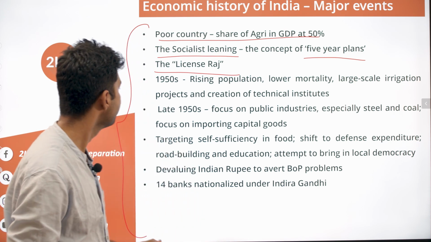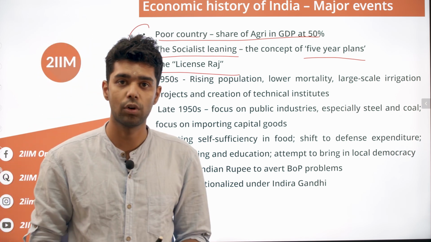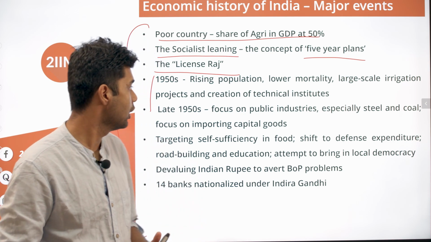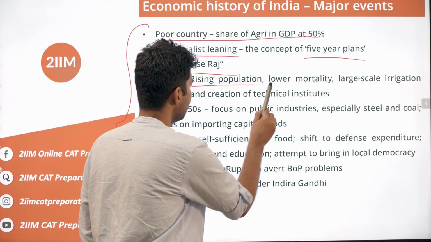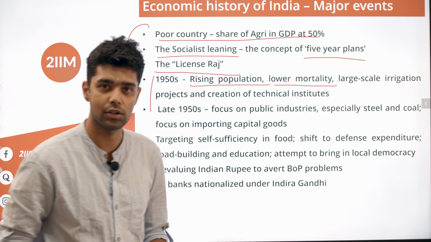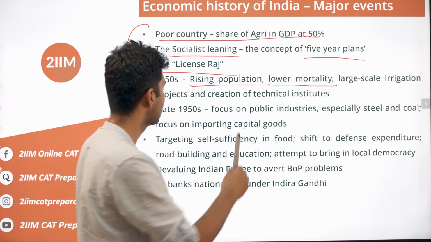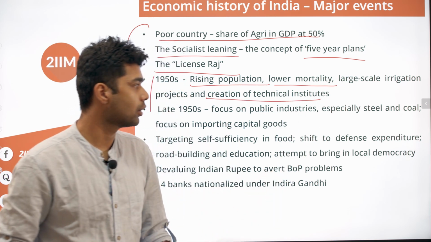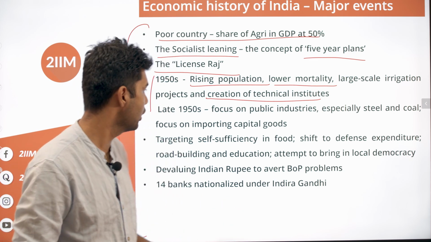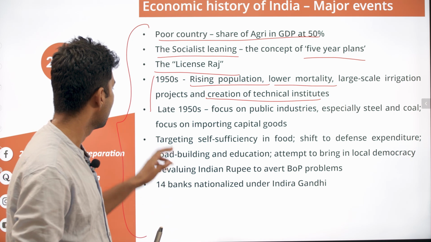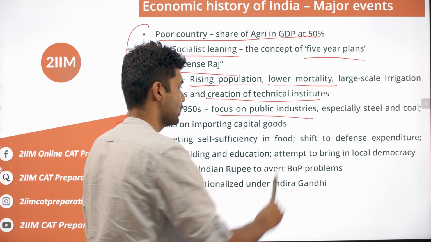In the 1950s, the focus was on irrigation. The focus was on improving the productivity of agriculture. So India constructed a lot of dams at that point of time. The population was rising and mortality was reducing because healthcare services got better and irrigation projects were implemented. A lot of dams were created, and we also started many technical institutes, especially for engineering. So that was that period. In the late 1950s, the focus was on public industries. So this part is about the second 5-year plan.